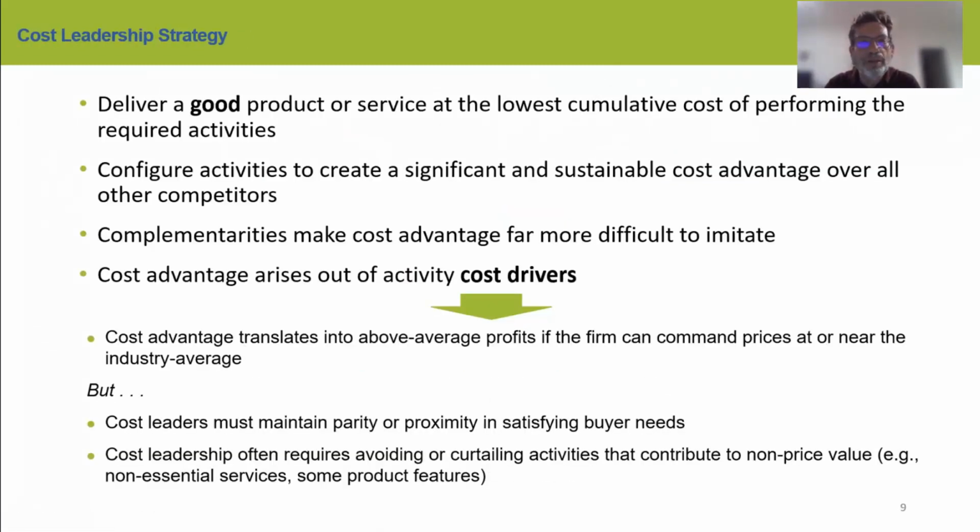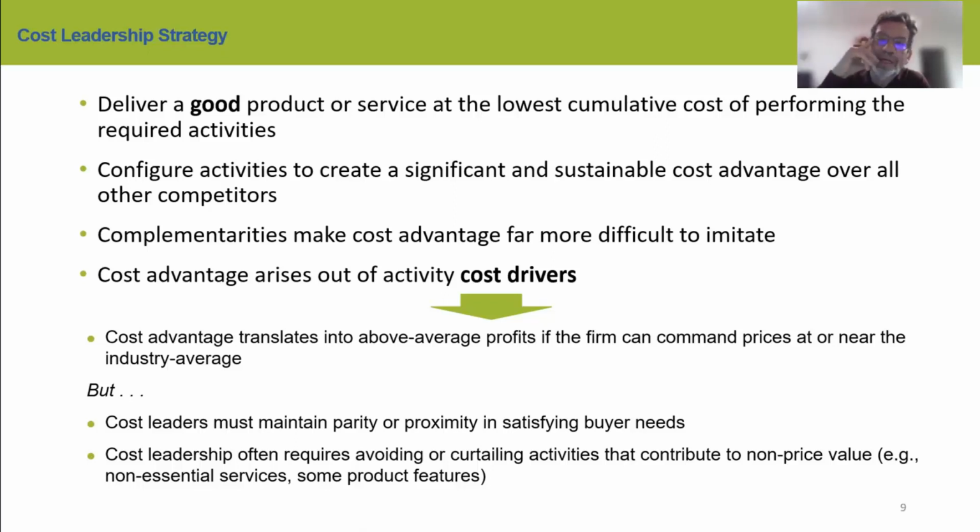So we have to see different types of strategies that we are going to decide to approach. We have to decide if we are going to deliver a good product or service at the lowest cumulative cost, to configure activities to create a significant and sustainable cost advantage over all the other competitors, because we are going to sell something that maybe is already sold in the market. So we have to have an advantage in the cost so that our product becomes attractive.